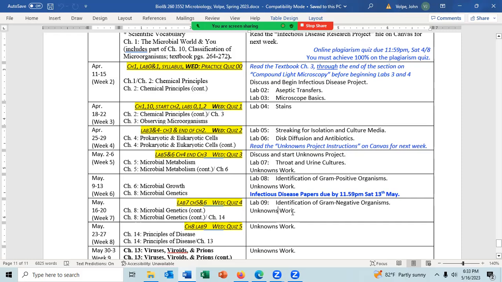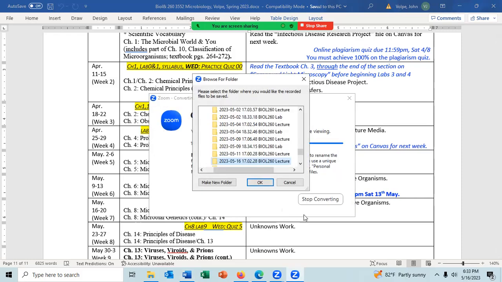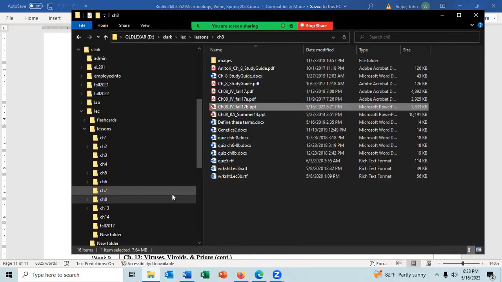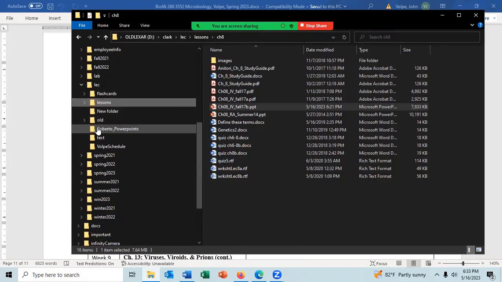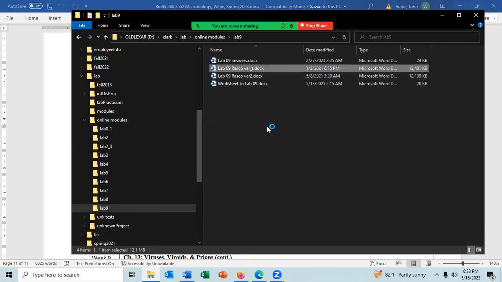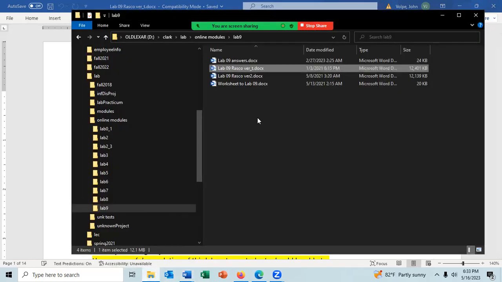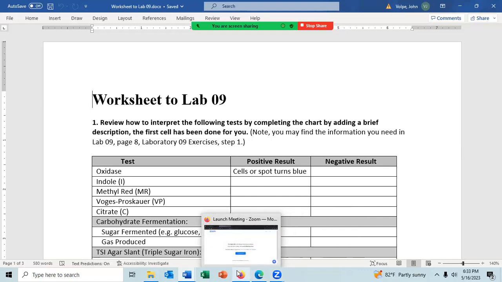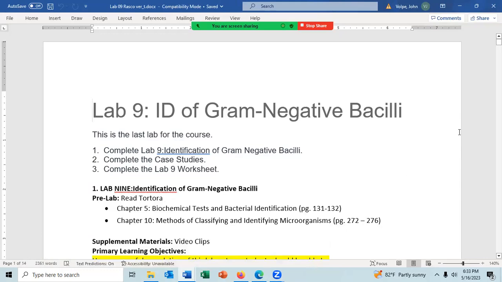Any questions about what we're going to do? So we'll work on Lab 9, but don't forget, you should be working on your unknown project as well. Oh, good. The lecture file just finished, so let me save that down. And let's go to Lab 9. Where is it? There it is. Lab 9, the ID of gram-negative bacilli. This is the last lab for the course.